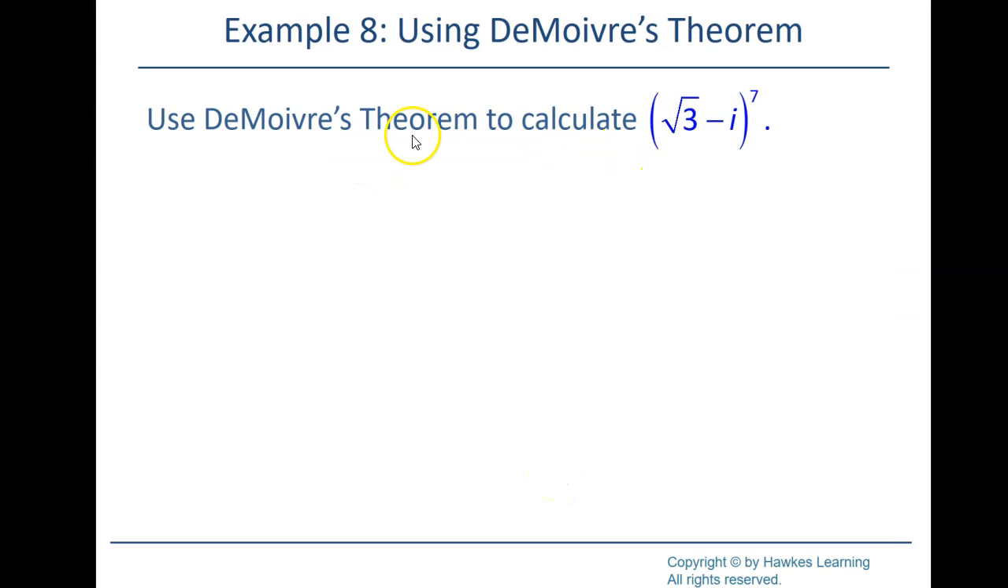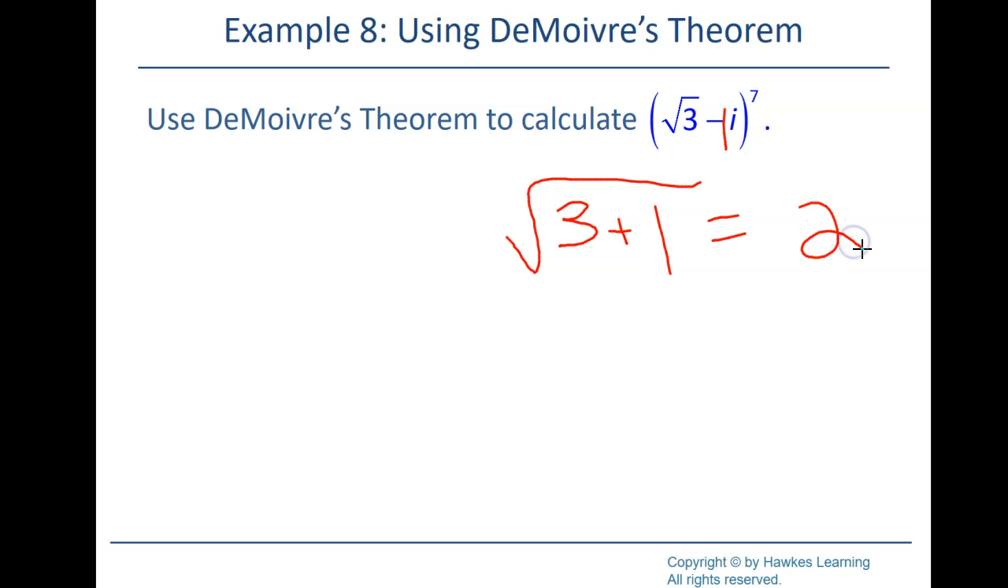Alright, let's use DeMoivre's theorem. We're going to take this number to the 7th power. Okay, now what do we need to do before we can do this? We need to evaluate the magnitude. So if we look at the square root of 3 squared is 3, right? Plus the square root of 1, this is 1i, so the square root of 1 squared is 1. And we take the square root, we've got our magnitude. So 3 plus 1 is 4, the square root of that is 2. So our magnitude is 2.